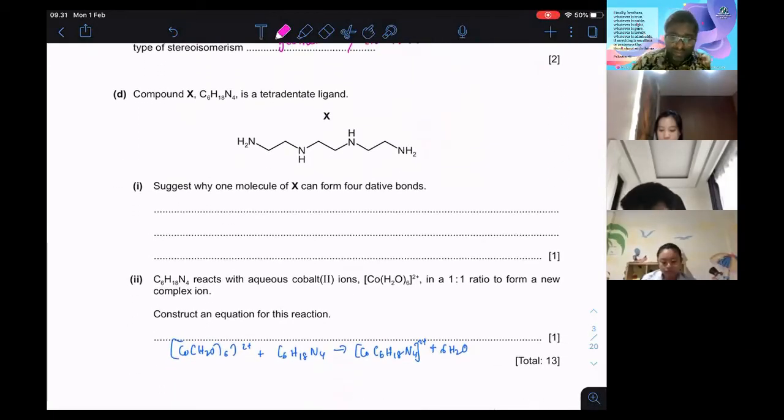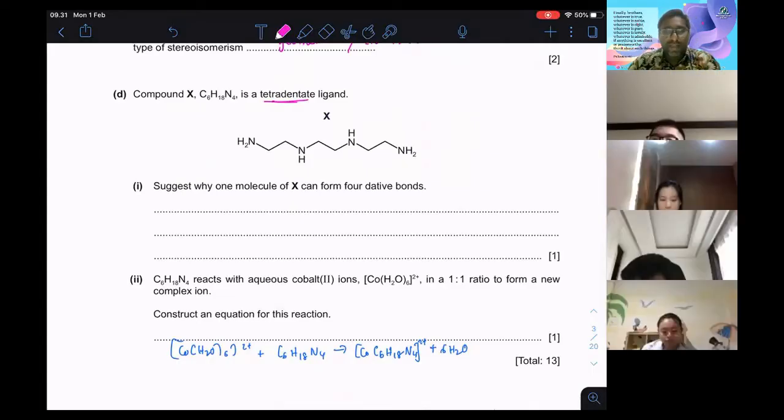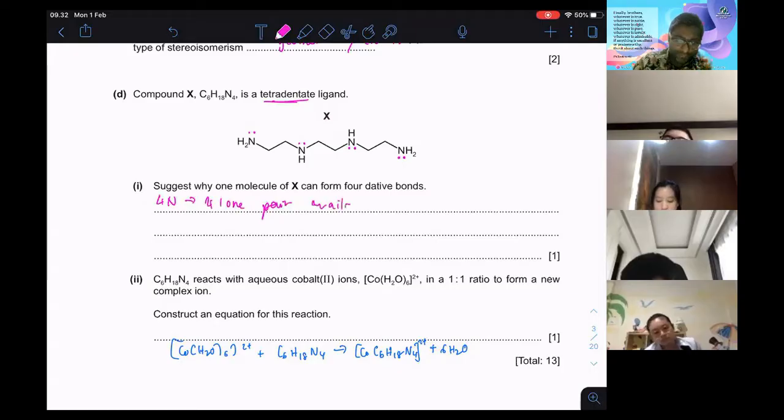Compound X is going to be tetradentate. Tetradentate means they are able to form 4 bonds. Four of the lone pairs can be donated to the metal ion. So suggest why one molecule of X can form 4 dative bonds. When I see this, there's nitrogen. Nitrogen has one lone pair, one lone pair, one lone pair, and one lone pair here. So 4 nitrogen, 4 lone pairs, which are available for bonding. So that will be the answer for this.